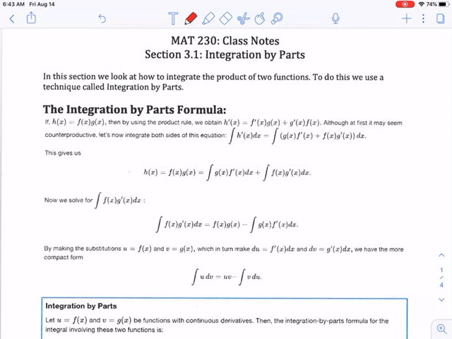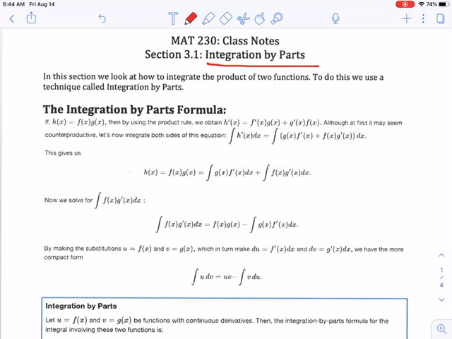And so one of the last things that we will be learning in this chapter is how to use technology to integrate. And in particular, we will be using Desmos. All right, that having been said, let's get on to our first technique, which is integration by parts.